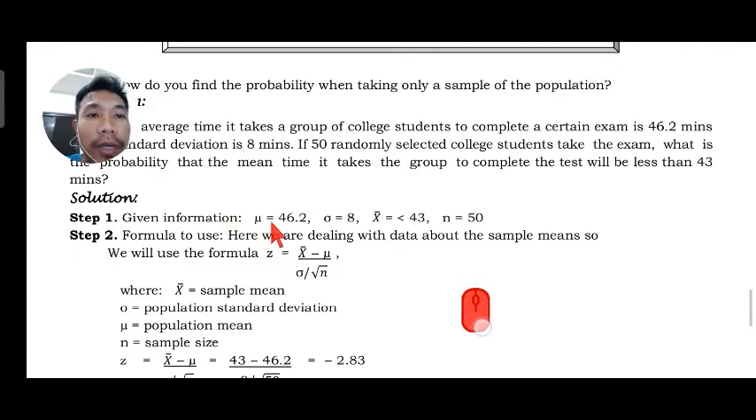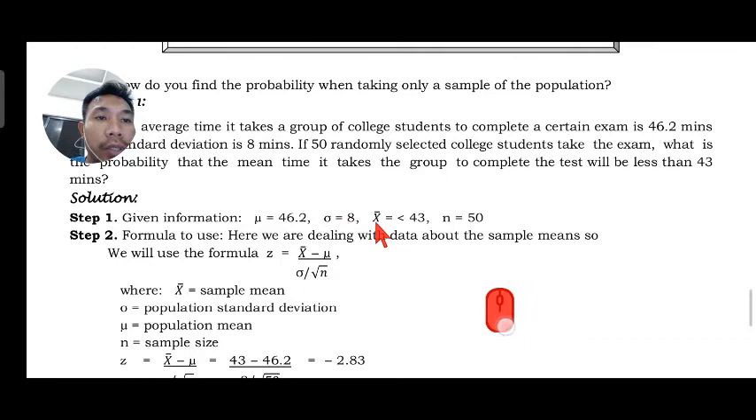So, what are the given information? The given information are our population mean is equal to 46.2 and our population standard deviation is equal to 8. Okay. Since we are using the samples, our sample standard deviation is population standard deviation over square root of n. Yan ang ating gagamitin. Okay.